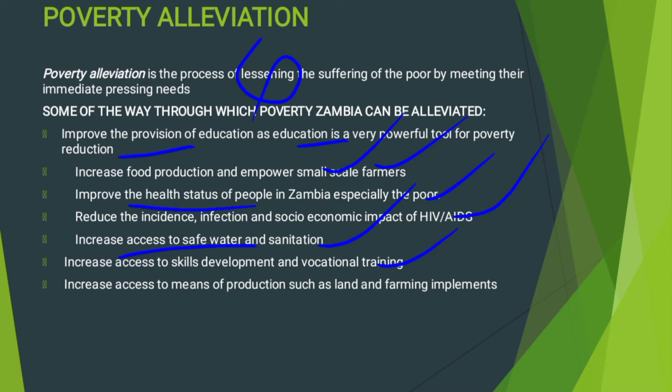So we need to be imparting skills and vocational training, knowledge in the people doing businesses and other things that bring development to the country, thereby alleviating what? Poverty. We are lessening the suffering of the poor. Increase access to means of production, such as land and farming implements.